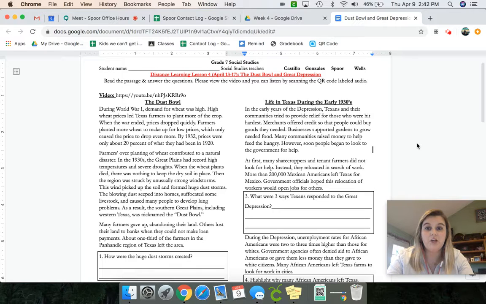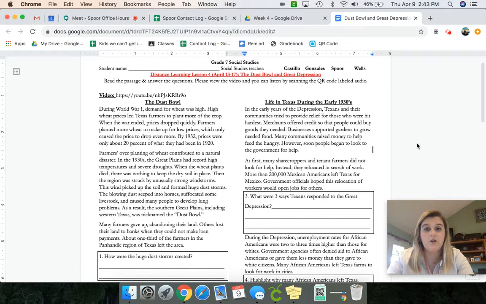At first, many sharecroppers and tenant farmers did not look for help. Instead, they relocated in search of work. More than 200,000 Mexican Americans left Texas for Mexico. Government officials hoped this relocation of workers would open jobs for others. So a lot of people who had maybe lived in Mexico moved to the US when it was doing really well during the war. They decided, you know what, it's not as bad in Mexico, I'm going to move back. And so the government hoped those jobs would help. Kind of does, but not a ton.